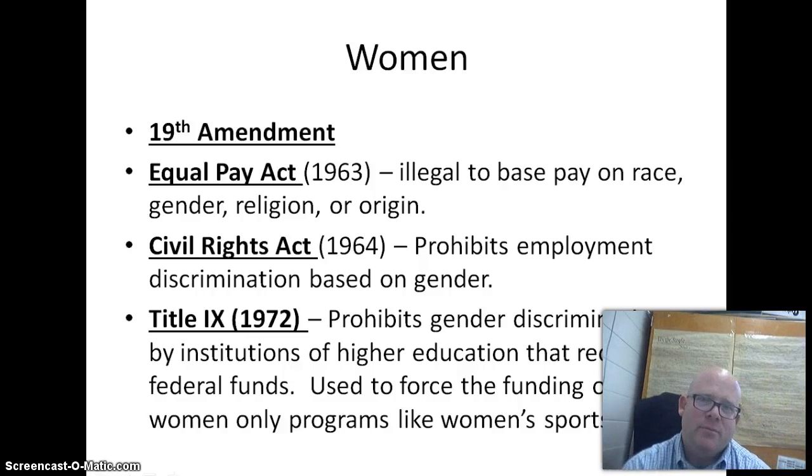And Title IX, passed in 1972, is going to prevent gender discrimination by institutions. So colleges and universities that receive federal funds could no longer discriminate against women. This has brought up some really interesting questions and some changes in terms of collegiate athletics, whereas colleges have to have the same number of male and female sports programs, the same number of available scholarships. And Title IX really levels the playing field in terms of men's and women's athletics.